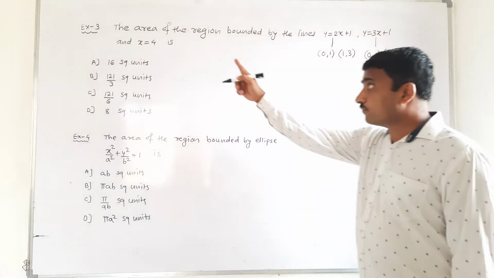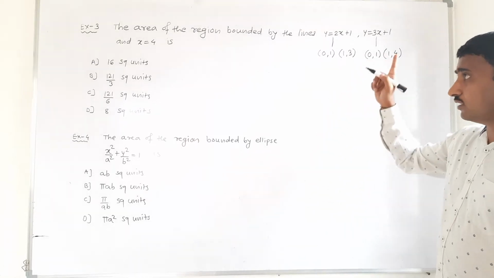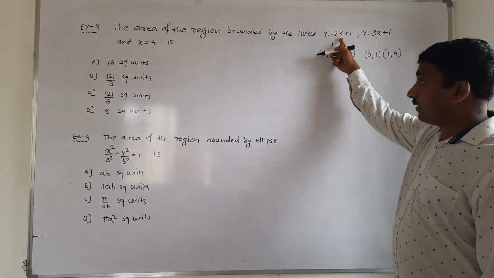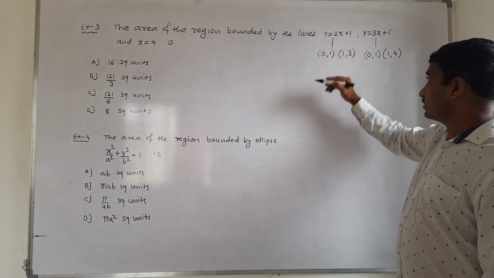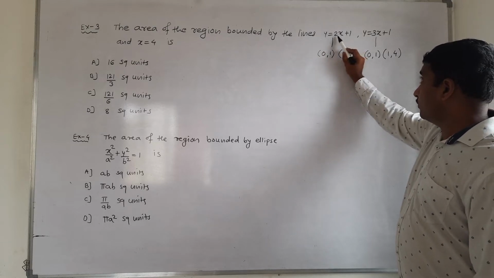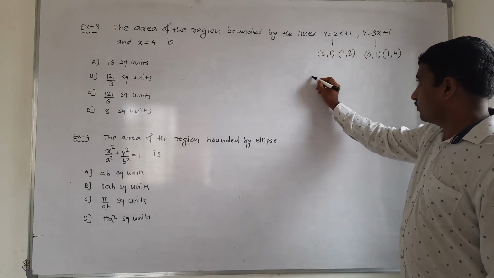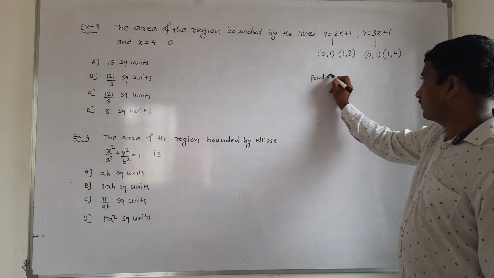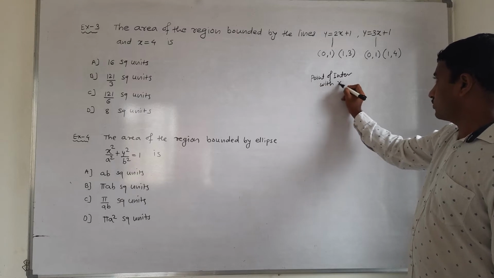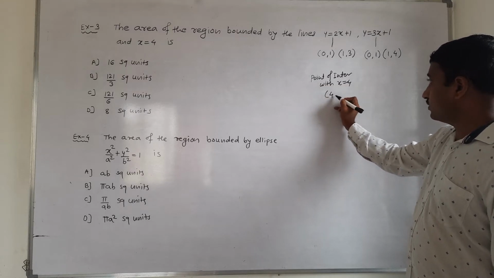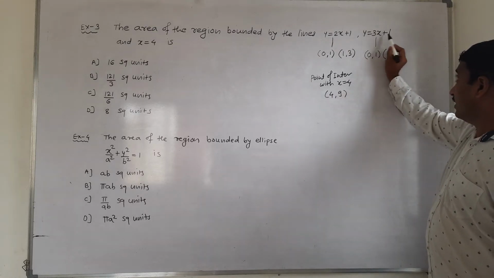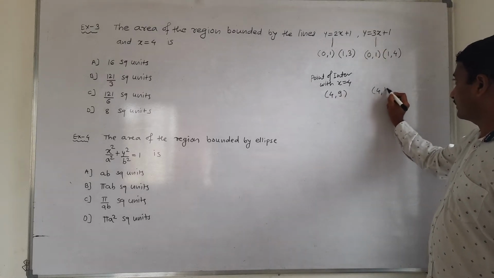Now the line x equal to 4, we draw it: a line passing through (4, 0) parallel to the y axis. Now the points of intersection of x equal to 4 with the two lines: with y equal to 2x plus 1, it is 4, 2 fours are 8 plus 1, 9, so (4, 9). And with the other, 4 threes are 12 plus 1, 13, so (4, 13).